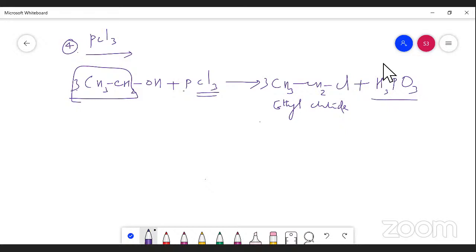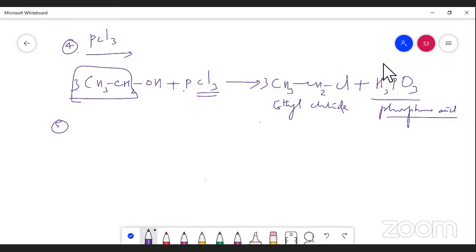Now, which is called phosphorus acid. I told that before itself. This form is called phosphorus acid. Now there are more methods. Next is the 5th method.